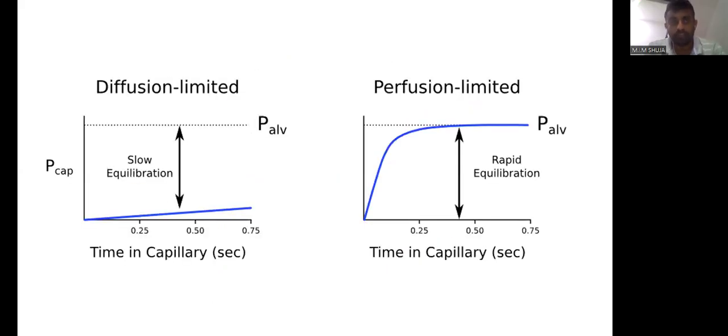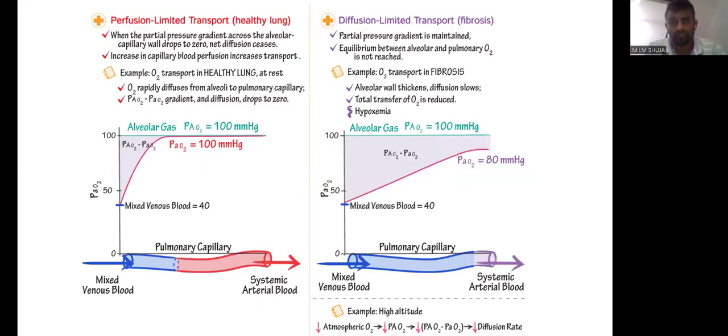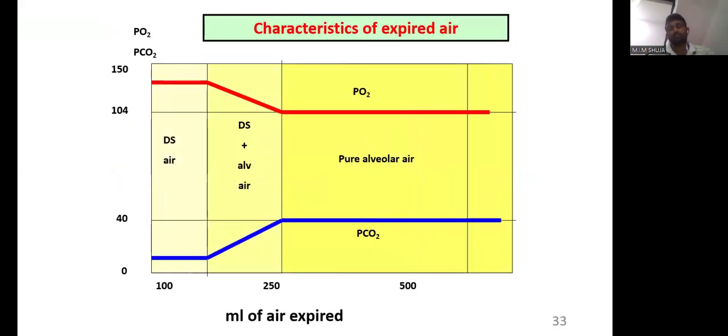This is again diffusion limited and perfusion limited. Try to know the values. I gave you an easy chart to make your life easier, so you can go through that later as homework. You have to go through the book and get an idea. This is just what happens to the carbon dioxide and oxygen in the dead space, alveoli and pure alveoli.